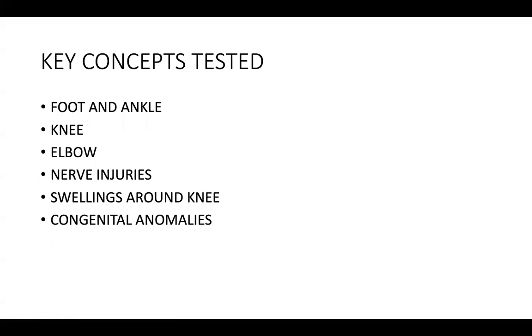Second is the injuries around the elbow joint, or the cubitus deformities around the elbow joint. They are also very common and frequently tested topics. Nerve injuries in the upper limb, the radial nerve injury is very common. Then the median nerve and the ulnar nerve, all of them are common, and you should be able to identify what is in nerve injuries.